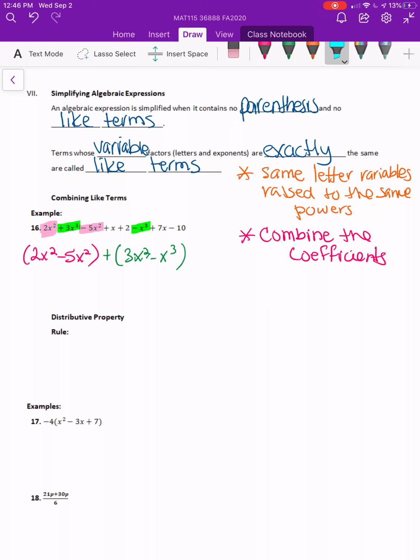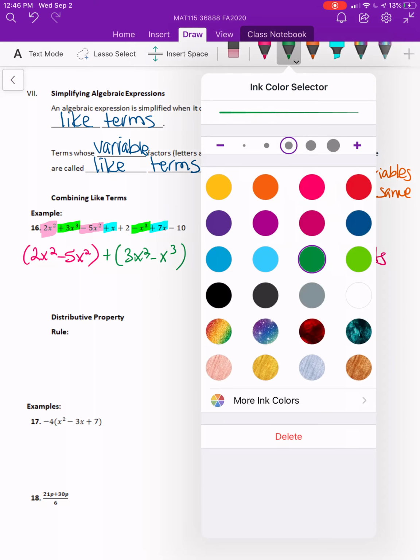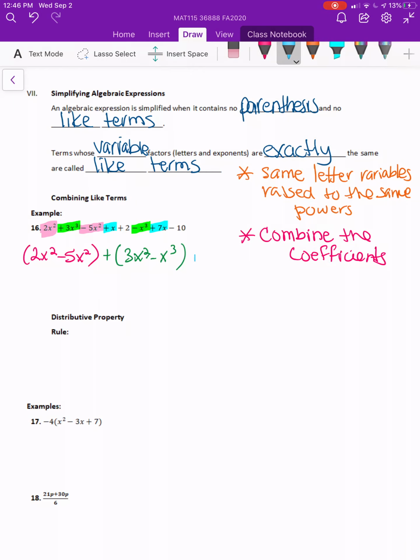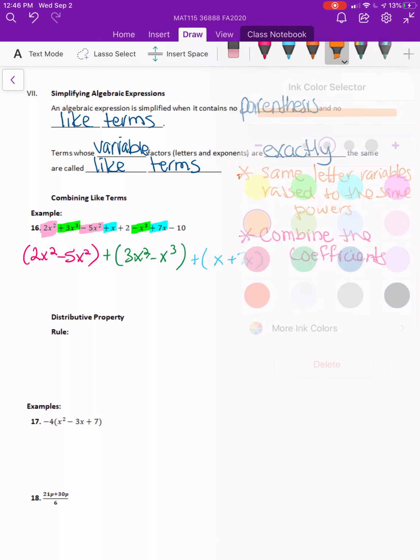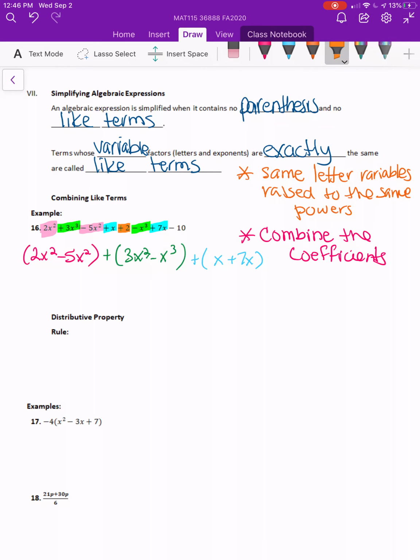So let's use blue. So we've got an x as one of the terms. So let's see if we have any other plain x terms, and we do. We've got a 7x. So again, that would be x to the first, even though they don't write that one. But let's get the right color. So we're going to have x plus 7x. And then there is one more. Let's see, let's use orange. So the last term is going to be the constant term. So we've got plus 2 and minus 10. So that's going to be plus 2 minus 10.